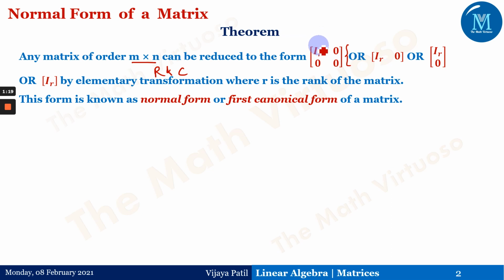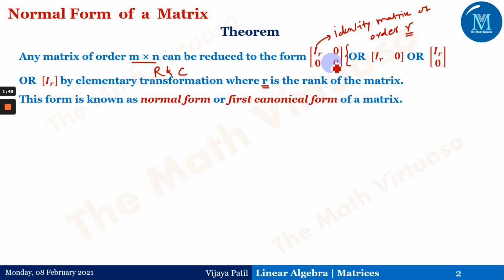So what is this I_r? I_r is nothing but the identity matrix of order small r. And r is referred to as the rank of the matrix. This form is known as the normal form or first canonical form of a matrix.